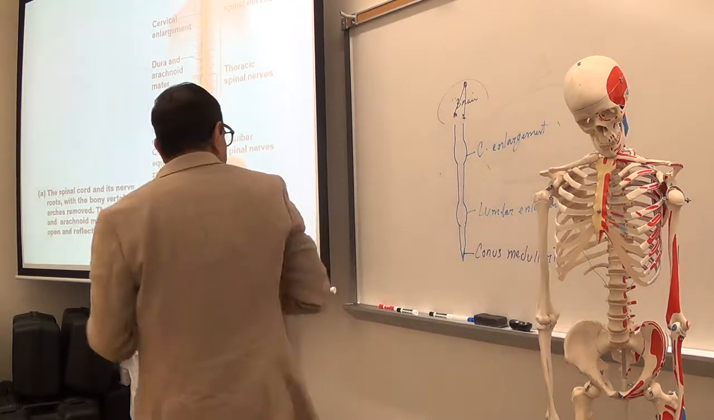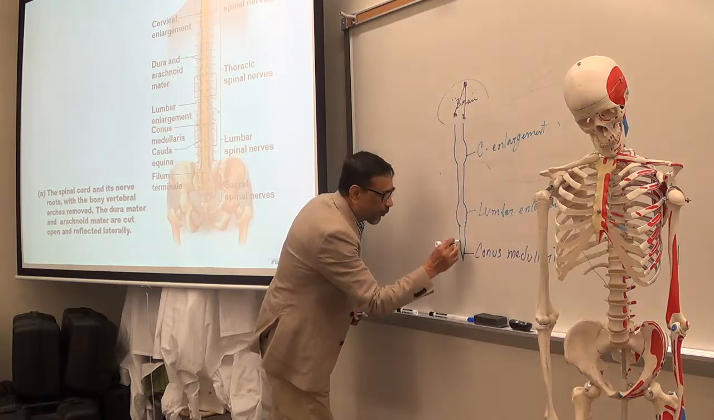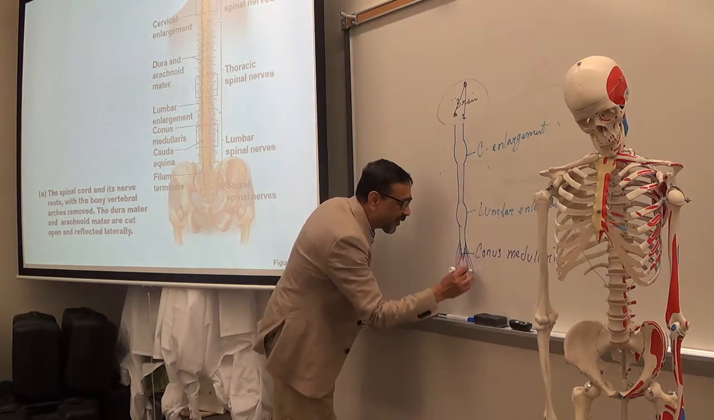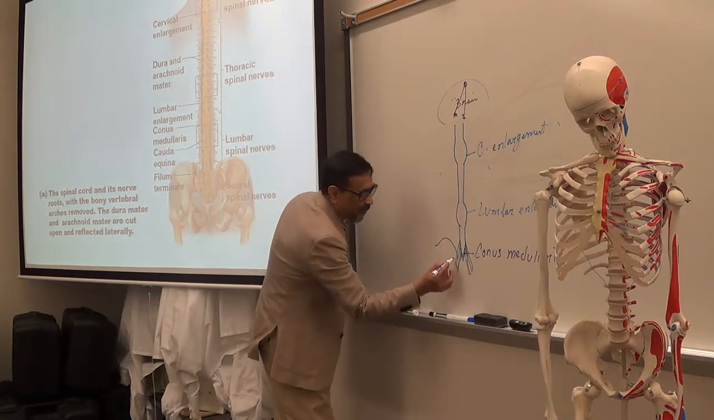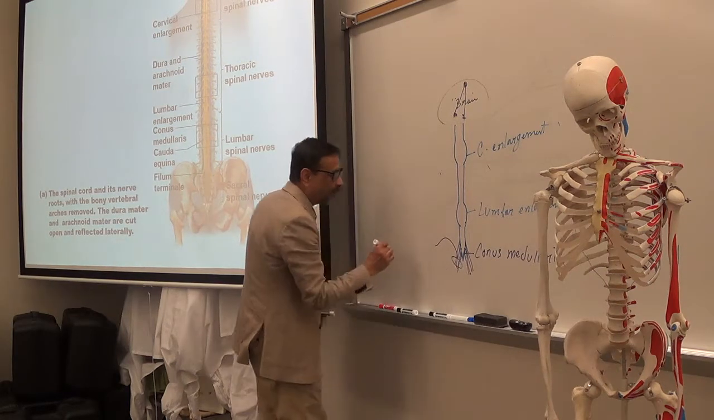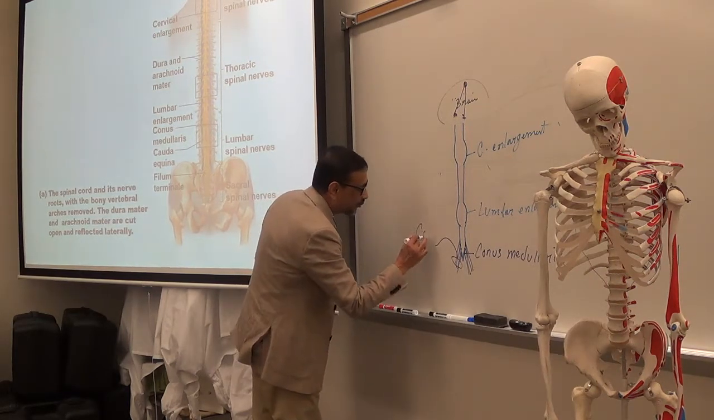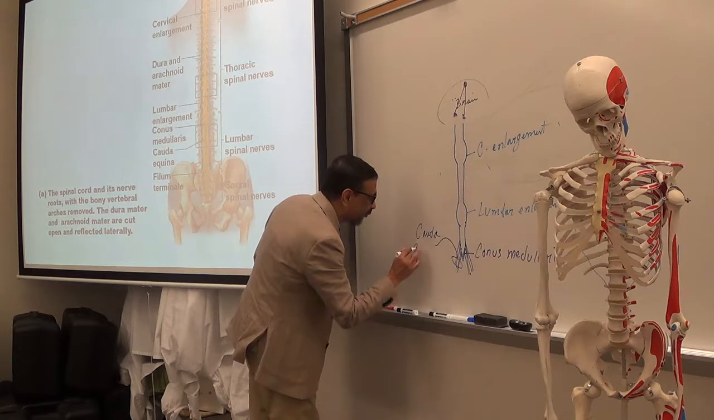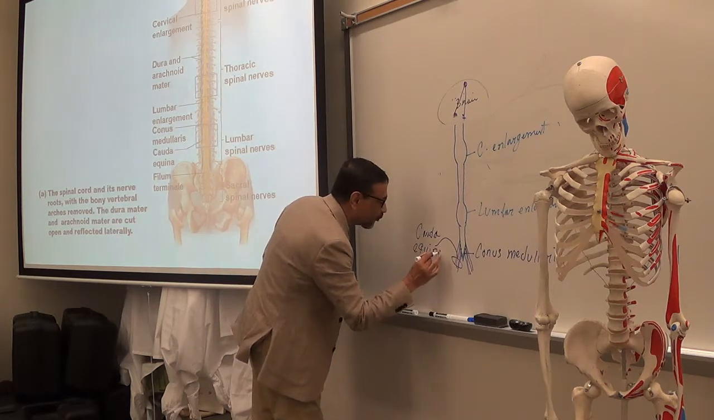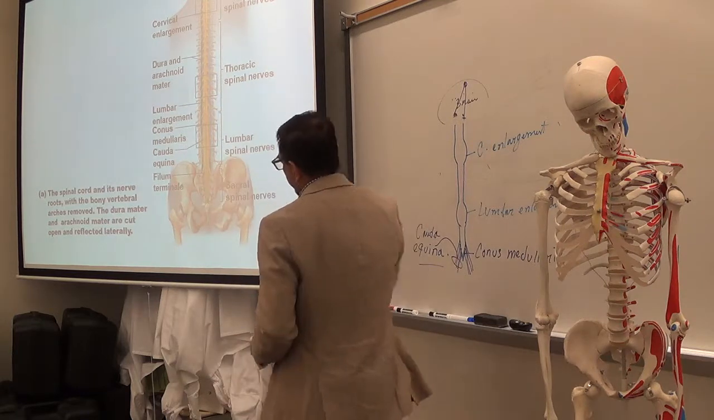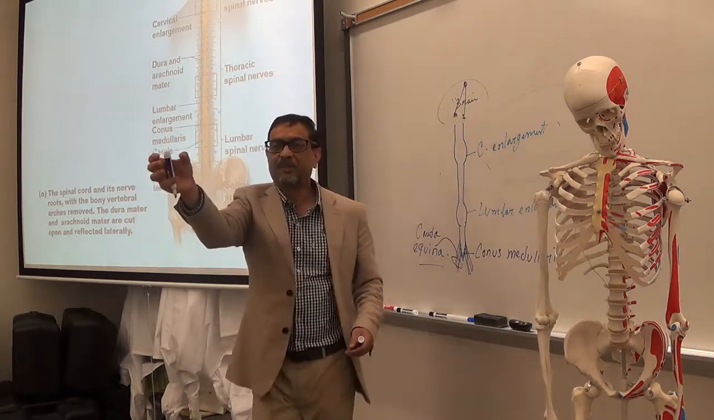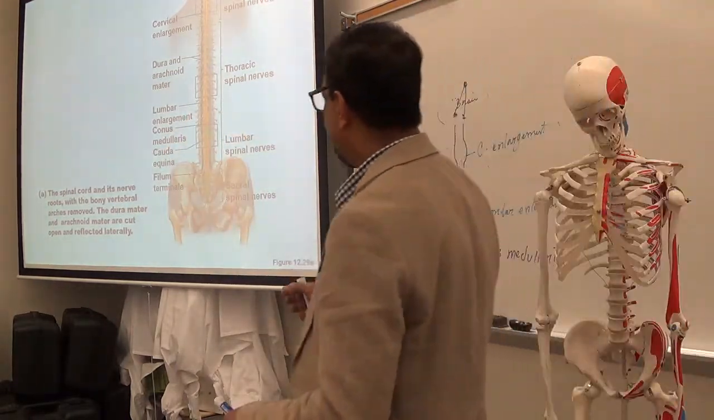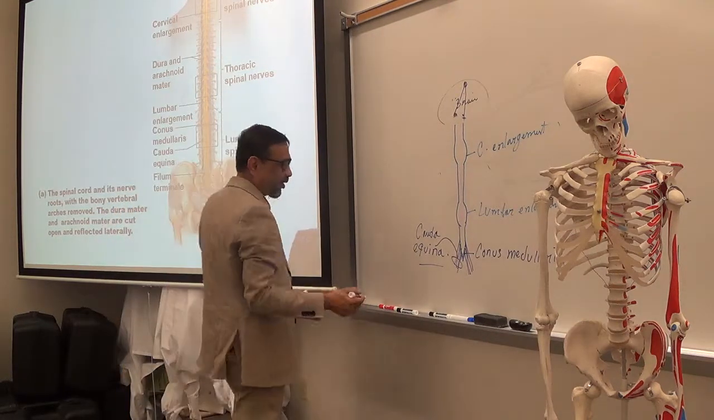Now, from the lower end of the spinal cord, many spinal nerves arise and form a horse tail-like structure that is called cauda equina. Okay. So cauda equina is a bunch of spinal nerves. Okay, a bundle of spinal nerves. Looks like the tail of a horse. Okay.